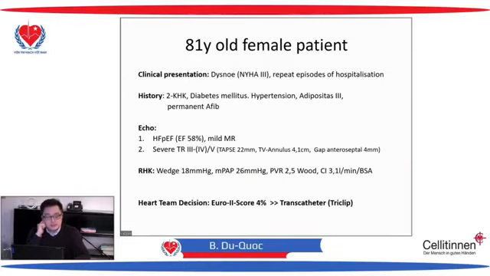Now I want to give you one case presentation. This is an 80-year-old female patient with a clinical presentation of heart failure, functional class 3. She has repeat episodes of hospitalization, and in her history we have coronary heart disease, diabetes, hypertension, and adipositas, and of course permanent atrial fibrillation.